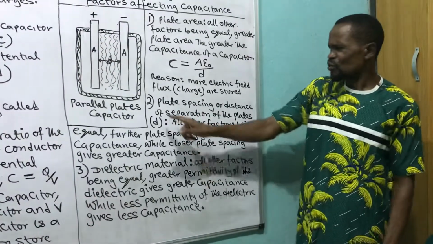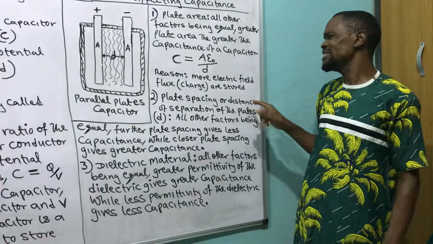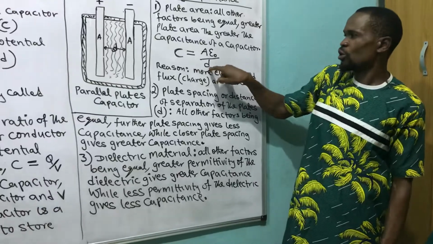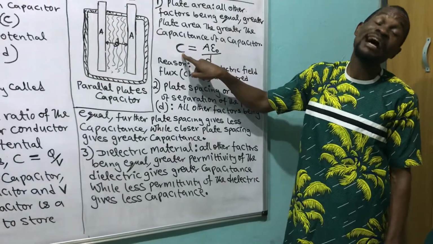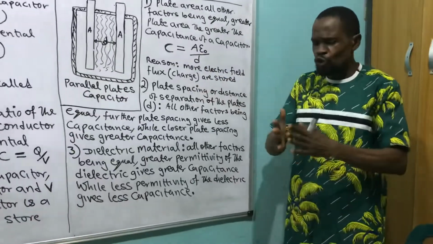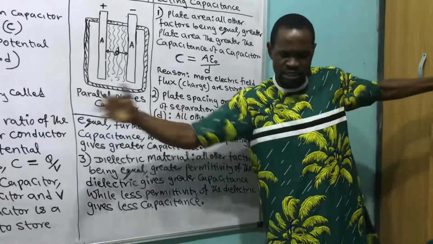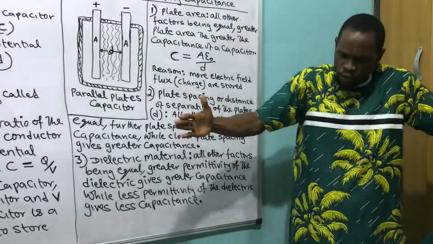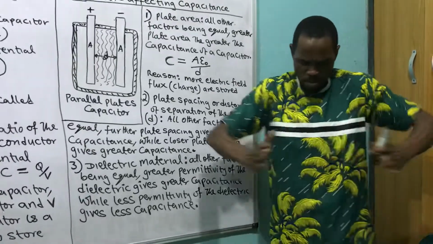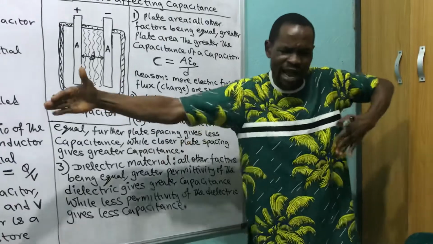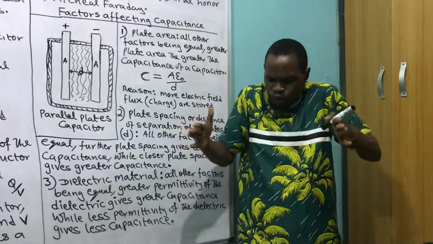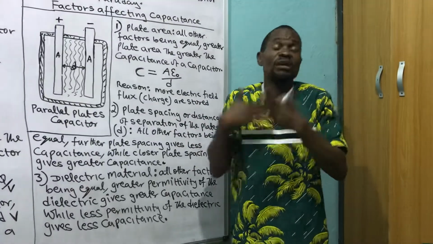Number two, we said plate spacing or distance of separation of the plates, which is D. As D gets small, what happens? We will have higher capacitance. If D is bigger, what happens? The capacitance will reduce. So the more the space, the lesser the capacitance. The closer the space, the greater the capacitance. The further away the space is, we say the lesser the capacitance. But the more the plates come closer, the greater the capacitance.